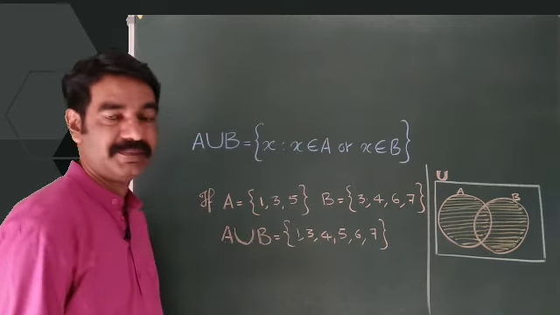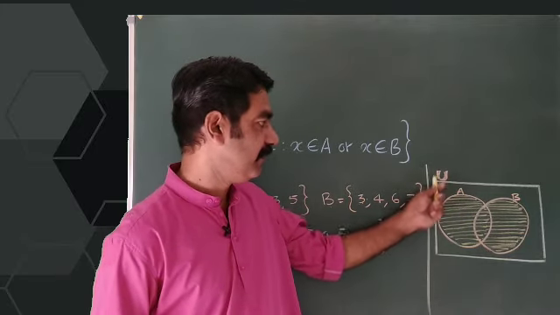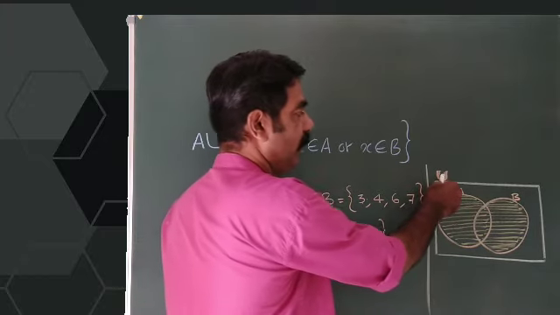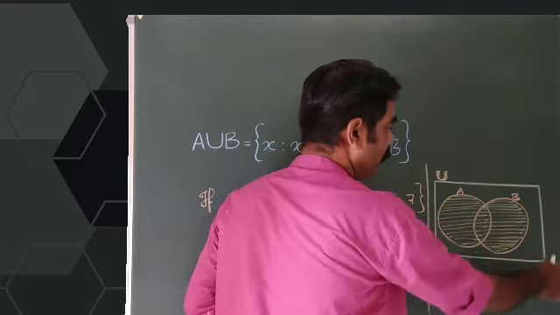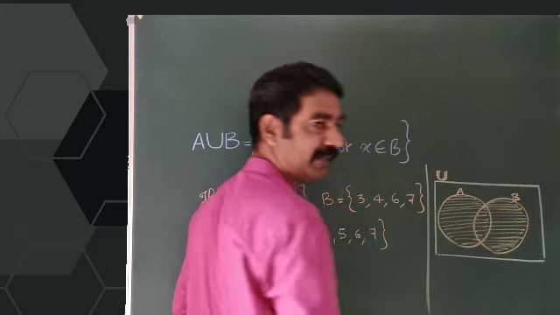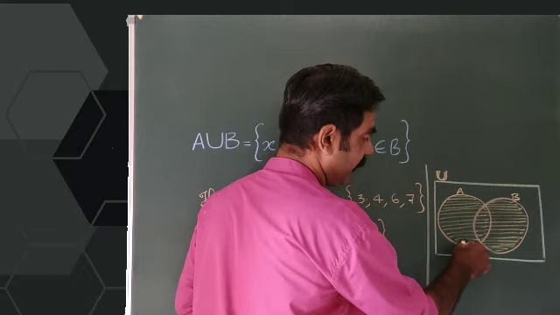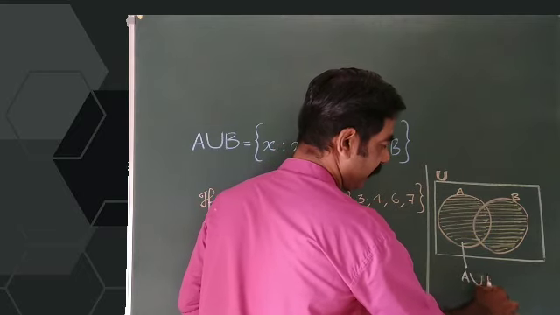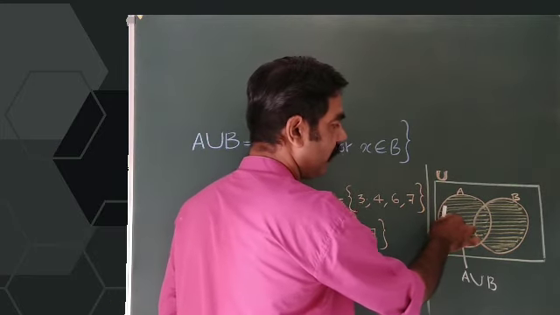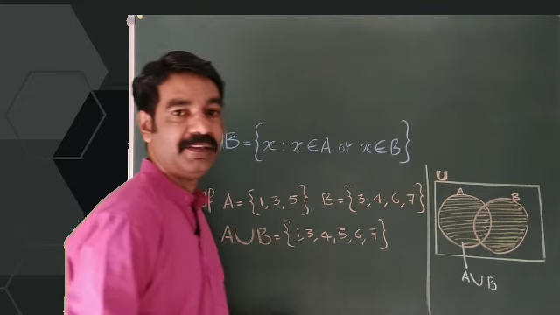Now how can you represent using a Venn diagram? See, generally this is a Venn diagram representing union of two sets. Here this is U, universal set. A rectangle is used for denoting universal set. A and B are two sets. The shaded region represents A union B, consisting of all the elements in A, or in B, or both A and B. Okay, so that is union of two sets.